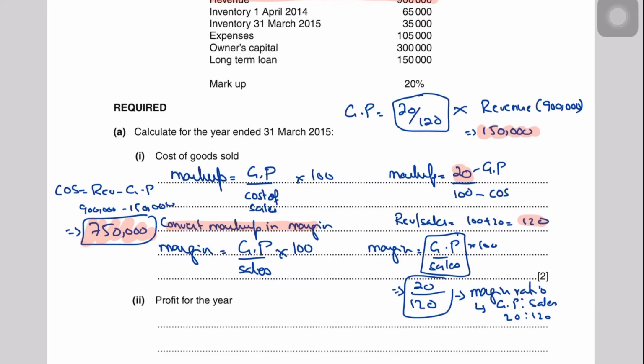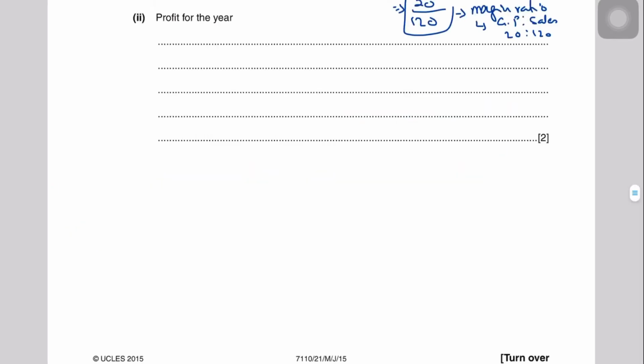So basically you need to know how to convert the markup to margin. Part 2 says to calculate the profit for the year. Now the profit for the year is the same as net profit. In the new terminology, the net profit is known as profit for the year. You calculate net profit by adding the incomes to the gross profit, that is all the additional incomes that you have earned, minus the expenses, that is the operating expenses.